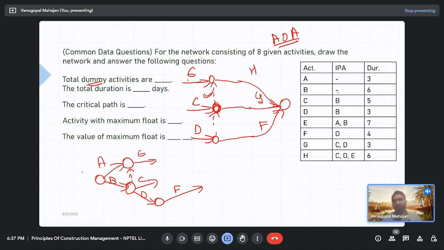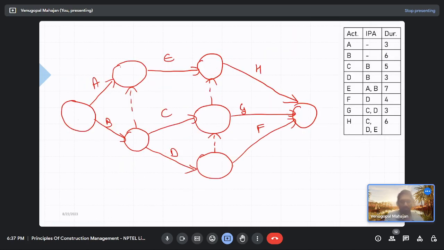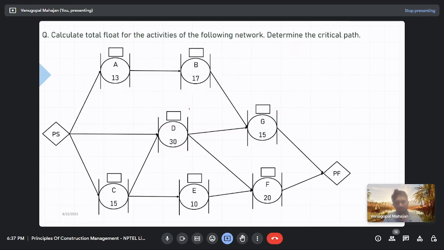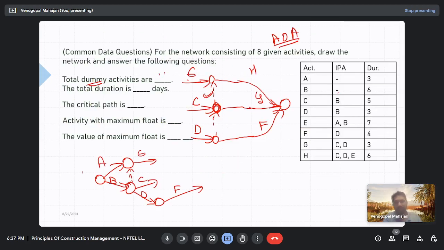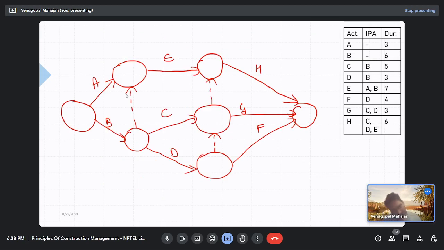What are the total number of dummy activities? 1, 2 and 3? 3. Right? 3. Now coming to the question, the total duration and critical path.